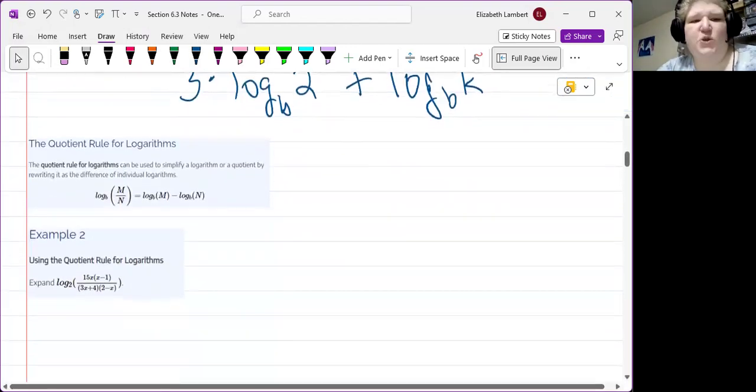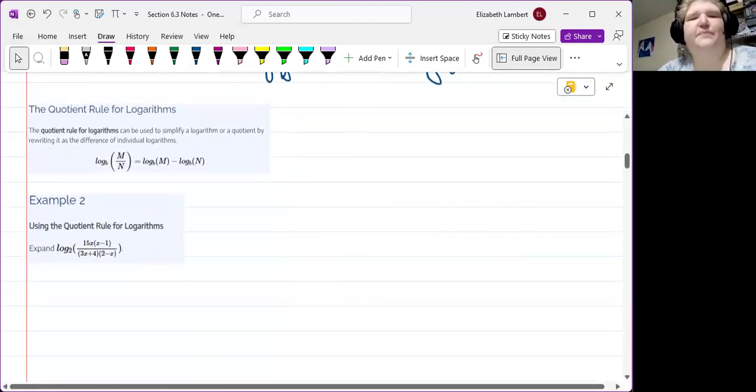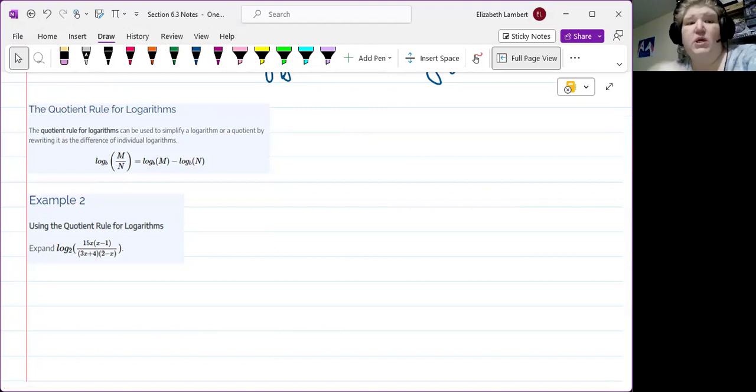But let's dig into quotients first. When I have the log of a fraction, I can change that into a difference, whatever was on top minus whatever was on bottom, each with their own log. So what we're going to see in the example here, when there's multiple things, you got to pay attention to the pluses and minuses.